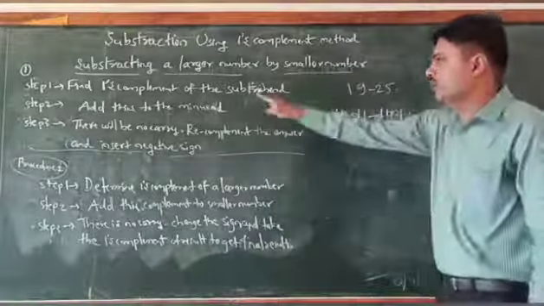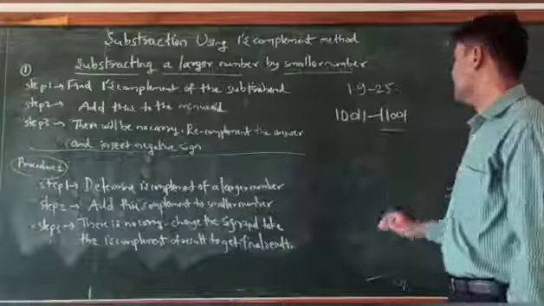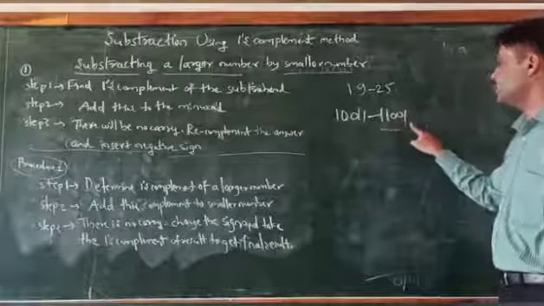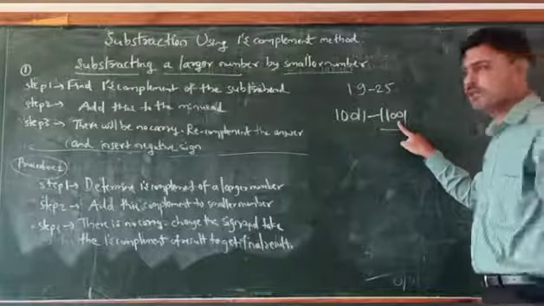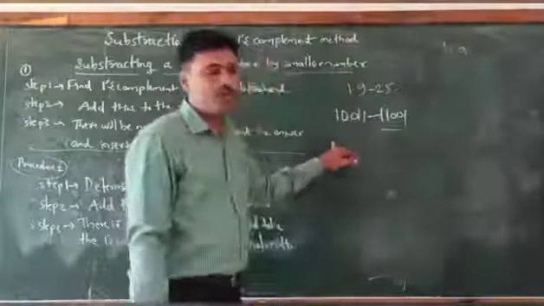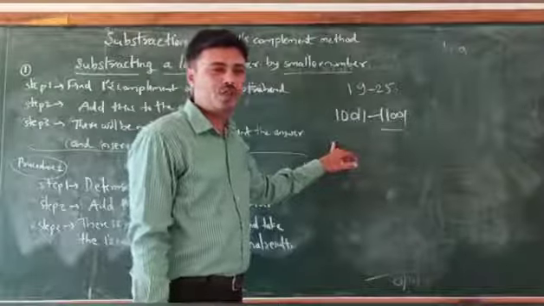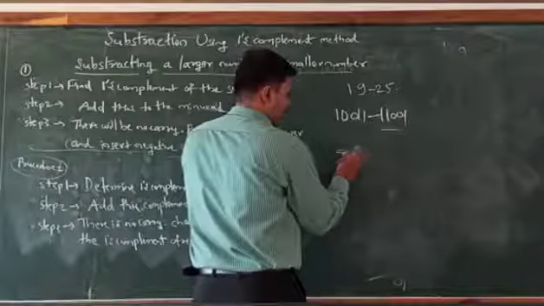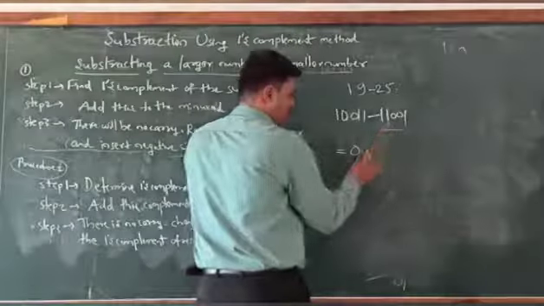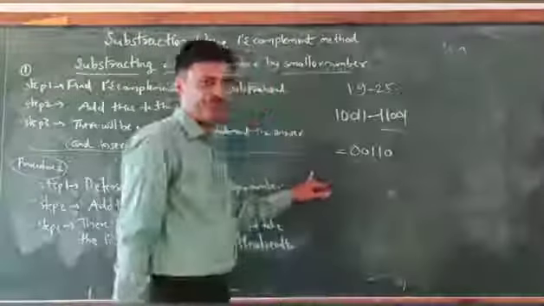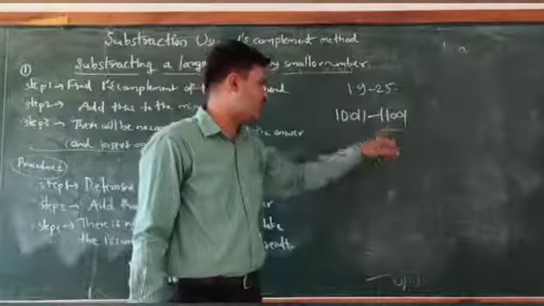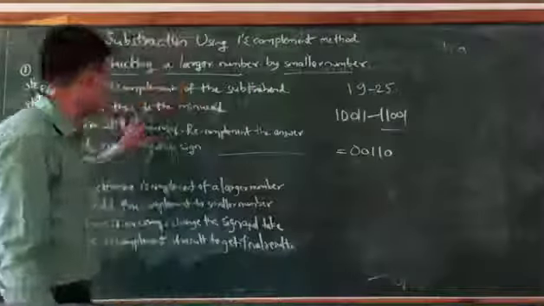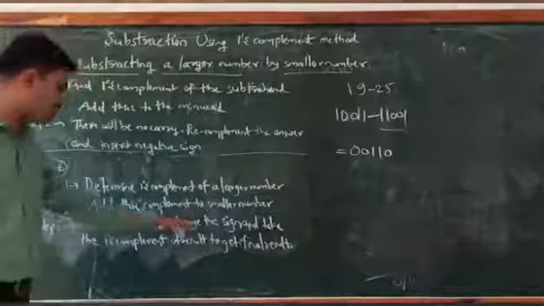So next procedure, find the complement of the subtrahend. The subtrahend here is 1 1 0 0 1, or determine the complement of the larger number. The larger number here is 1 1 0 0 1. What is the ones complement of 1 1 0 0 1? How to find the ones complement? We need to convert all the zeros to 1s and 1s to zeros. The number is 1 1 0 0 1. Its ones complement is 0 0 1 1 0. 1 becomes 0, 1 becomes 0, 0 becomes 1, 0 becomes 1, 1 becomes 0. First step finished.